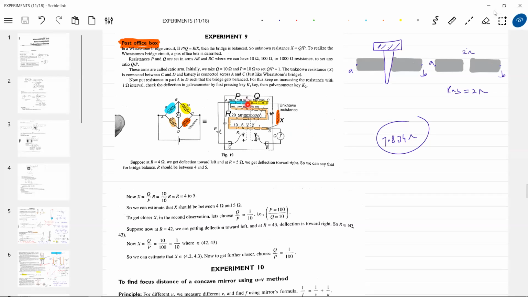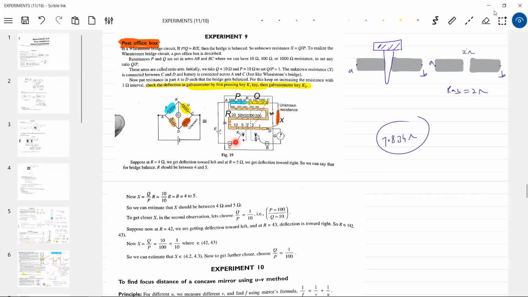So what actually happens is, for the first data, P by Q: first I removed the 10 ohm, 10 ohm. Then which key should be pressed first, the galvanometer key or the battery key? I think long back we have discussed. So here it is telling that information: check the deflection in the galvanometer by pressing the key K1, then the galvanometer key K2.